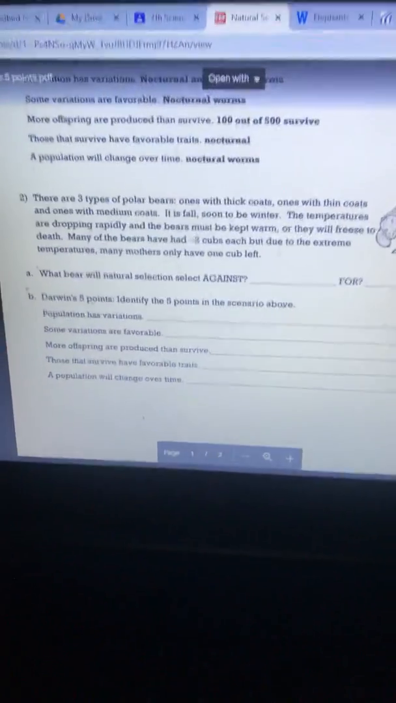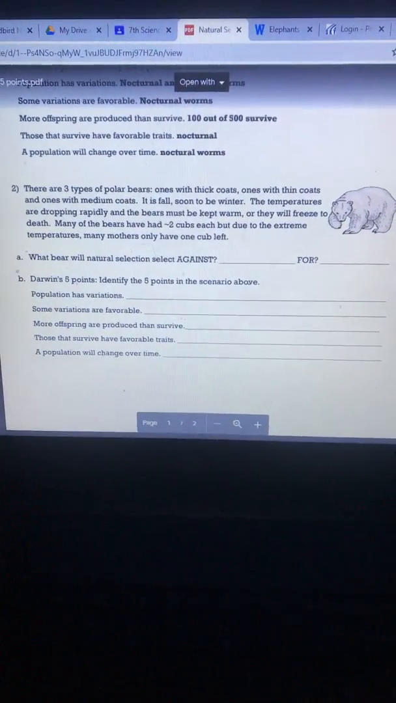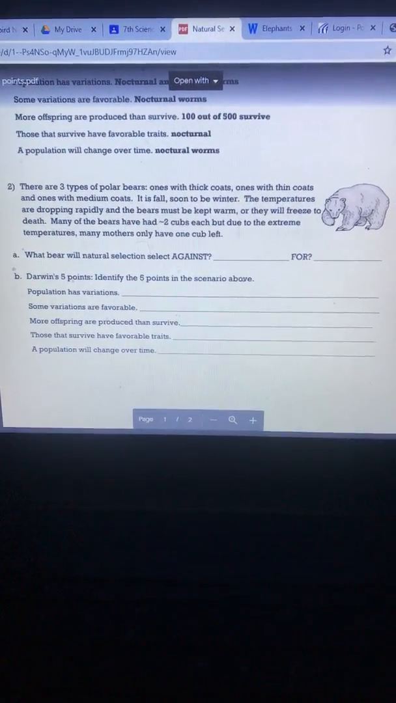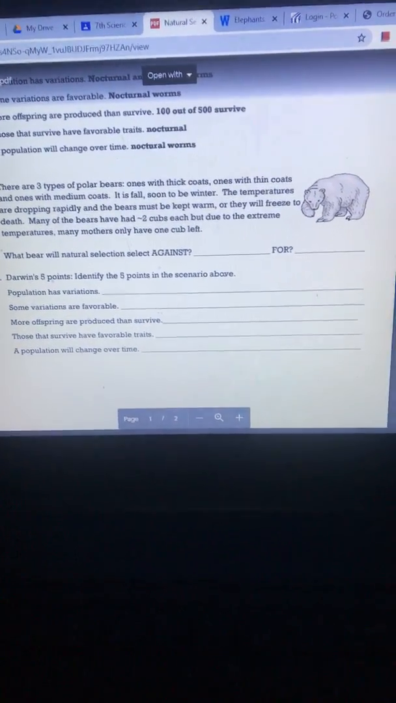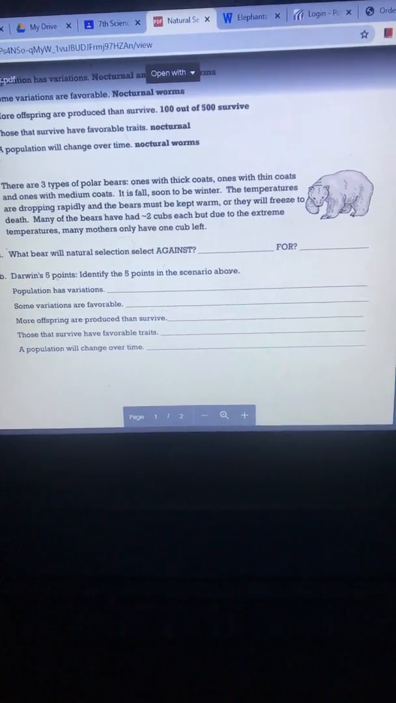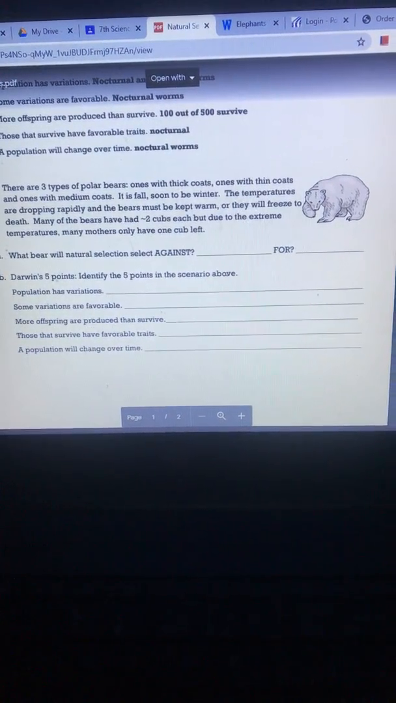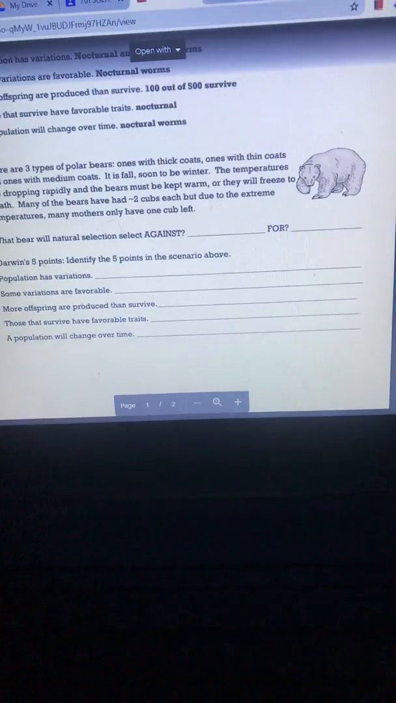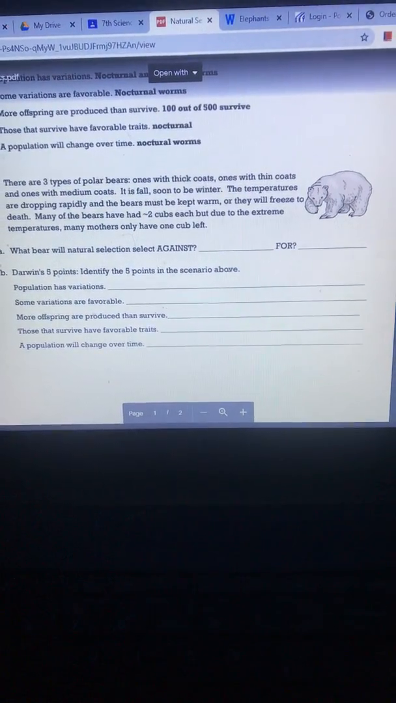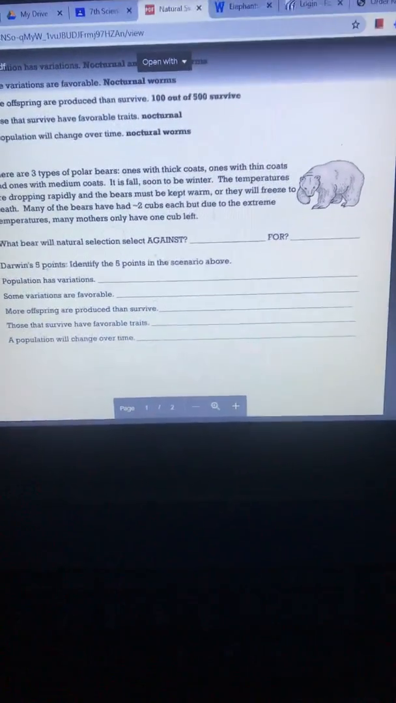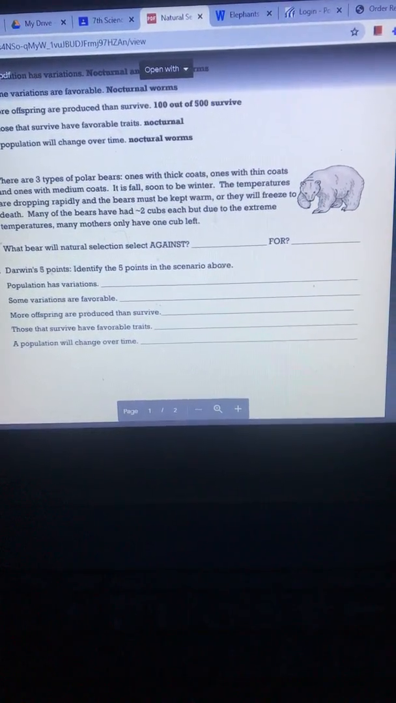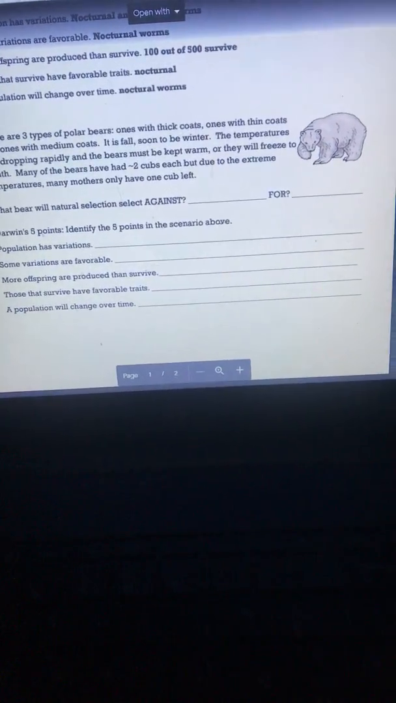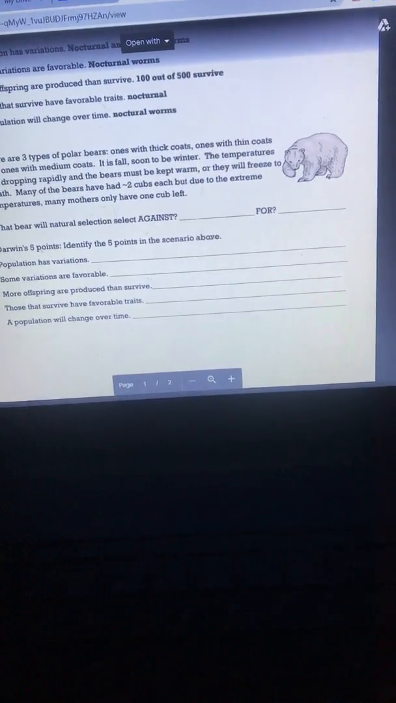There are 3 types of polar bears, one with thick coats, one with thin coats, and ones with medium coats. It is fall, soon to be winter. The temperatures are dropping rapidly and the bears must be kept warm or they will freeze to death. Many of the bears have had about 2 cubs each, but due to the extreme temperatures, many mothers only have 1 cub left. That's sad. Okay, what bear will natural selection select against?